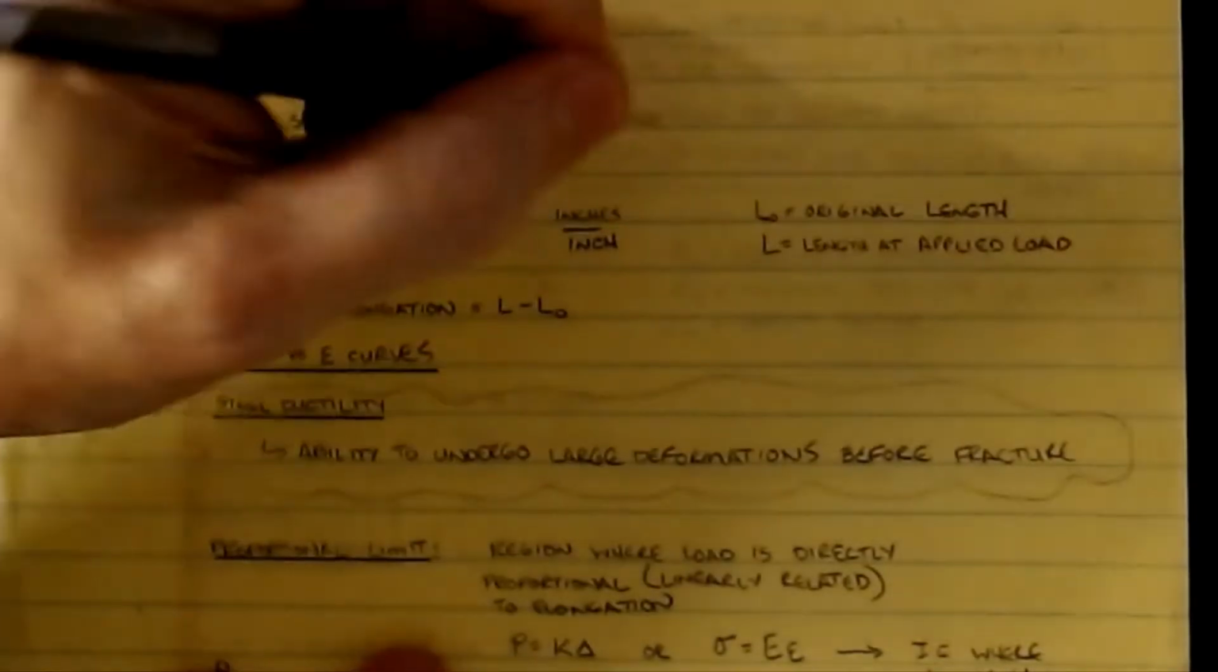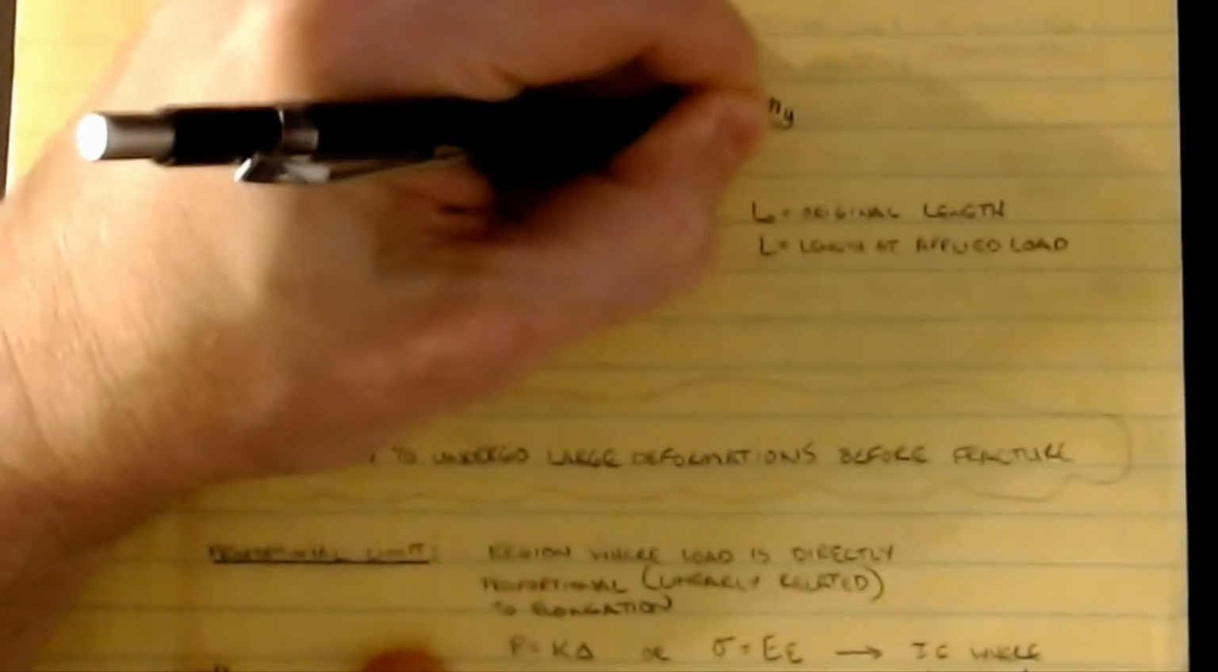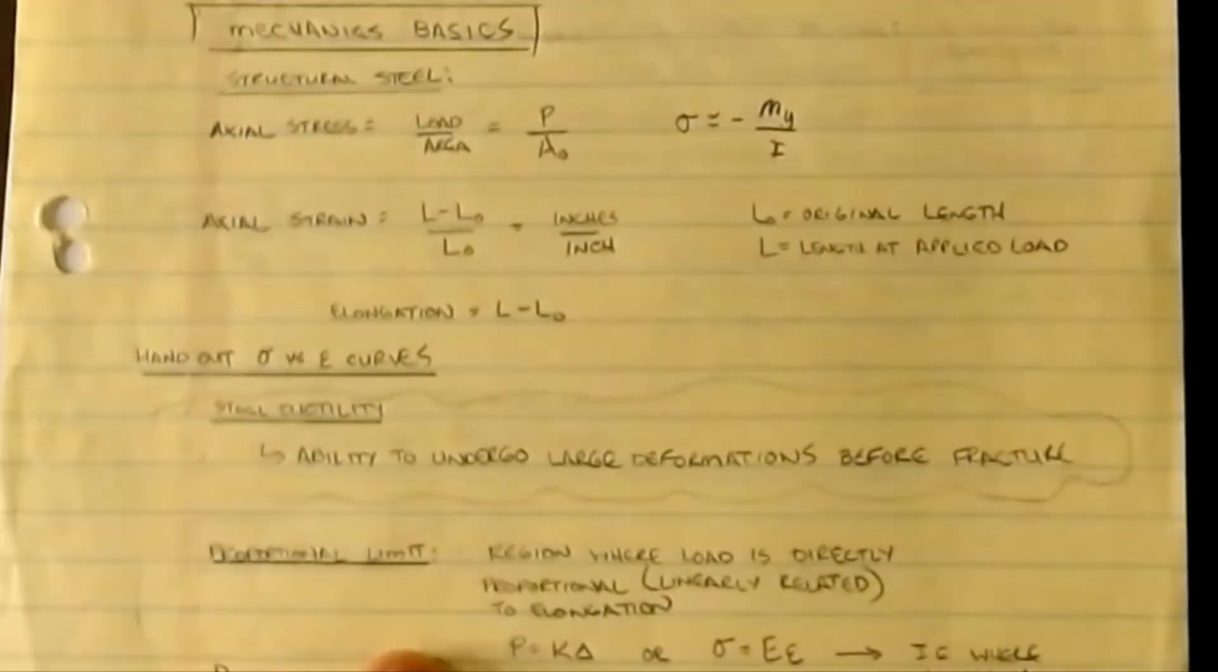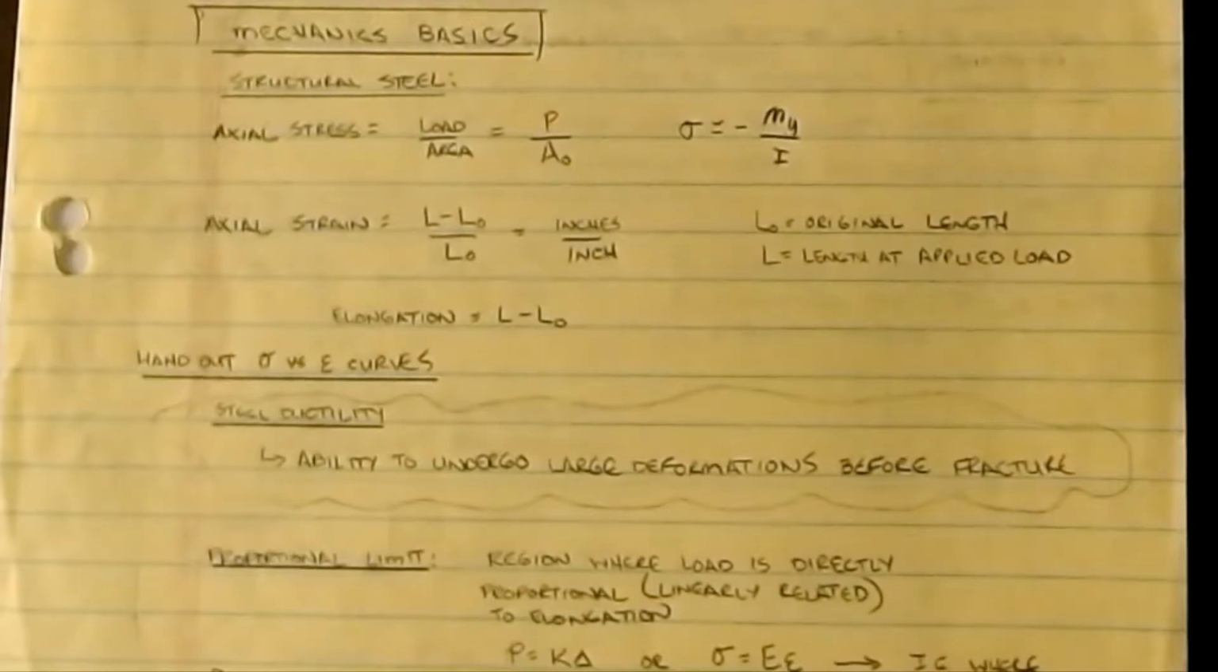If you remember, one of the familiar ones was sigma equals minus My over I type of equation. This will also have its role when we get into looking at flexural cases. But for now, we're just going to talk generally speaking about this idea of stress being some load or force divided by some area on which it's acting.